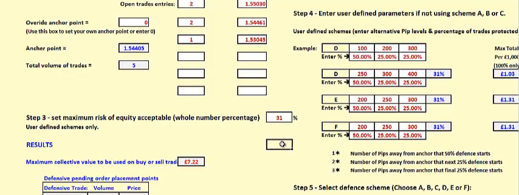Now when I say lose, I'm talking about on a temporary basis. So I'm prepared to allow a negative to appear in the profit and loss area of up to 31% of the equity in the account. I'm not too worried about that because I certainly intend to recover it in due course.